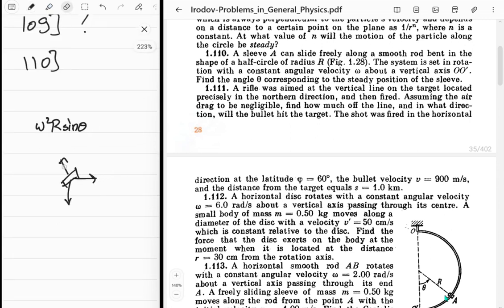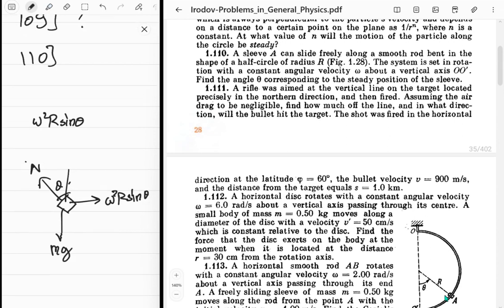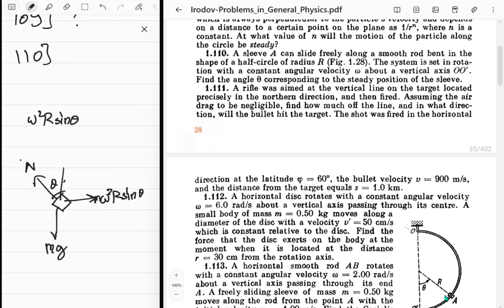Just draw a better figure actually. This is making theta with the vertical. Now you got normal force acting on it in this direction. You got this guy, omega squared r sine theta, acting in this direction. And then you got gravity acting on it, which is just mg basically. Oh, it should be m omega squared. Yeah, you get the idea.